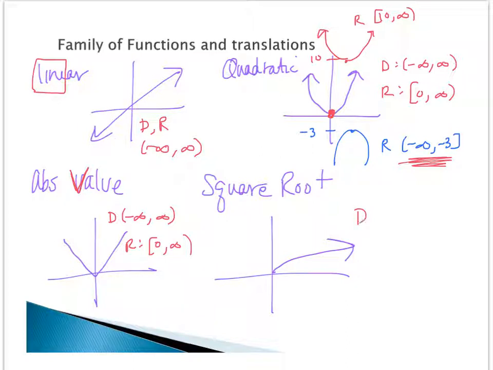My square root graph looks like half of a parabola. Since we know we cannot take the square root of a negative number in our real number system, the domain is 0 to infinity, and our range is also 0 to infinity.